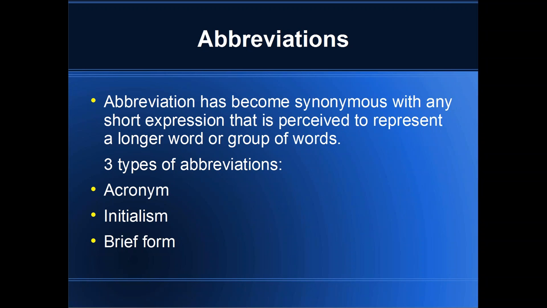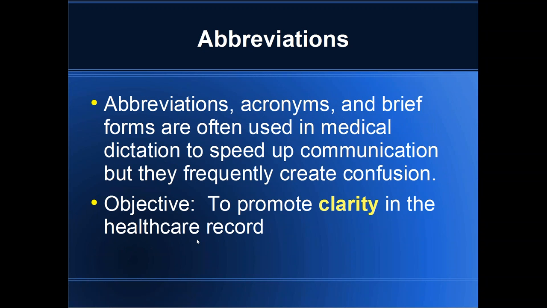It's that each of those things is an abbreviation. So there are three types, as you can see there: an acronym, initialism, and brief form. We'll just touch on those very briefly because we want to get into the meat of the webinar today. So we're going to go right into there, and I'm going to give a definition of those in a moment.